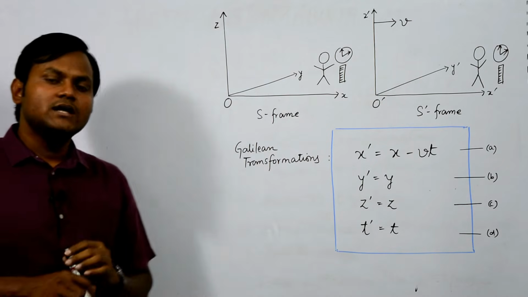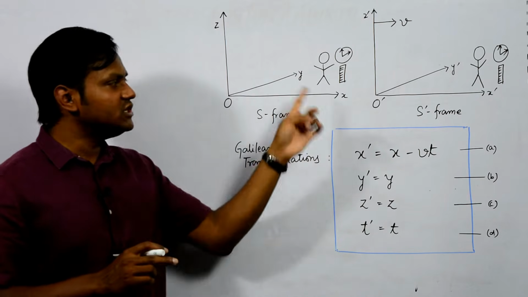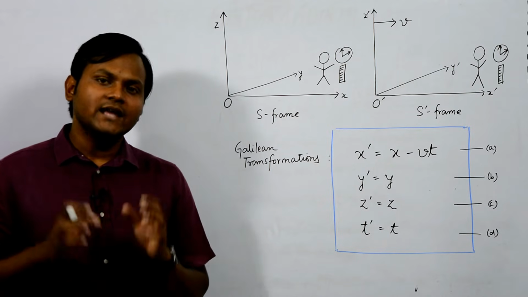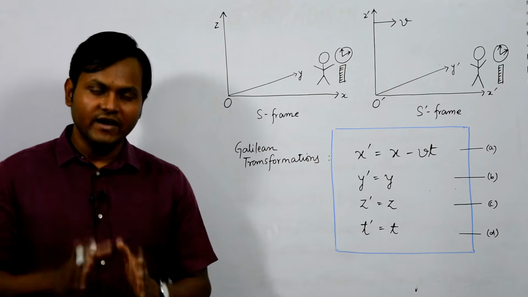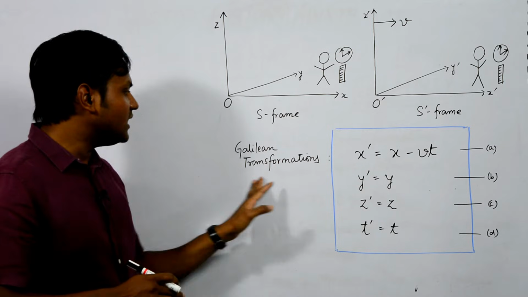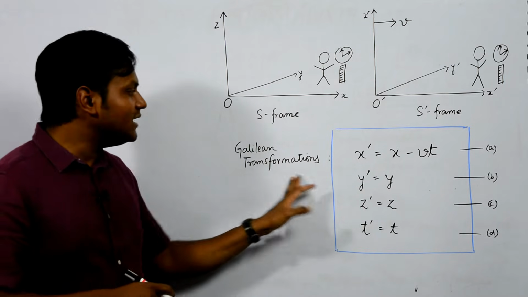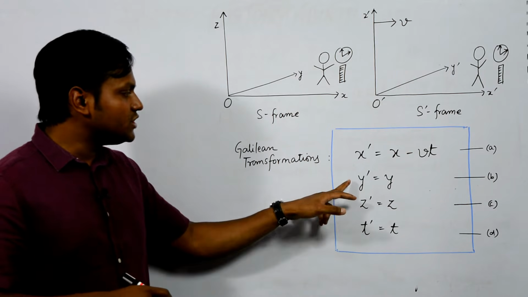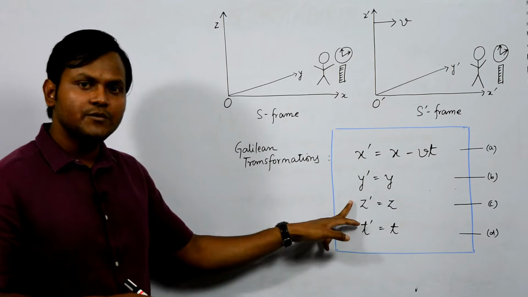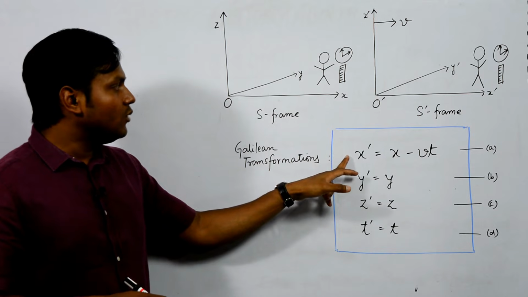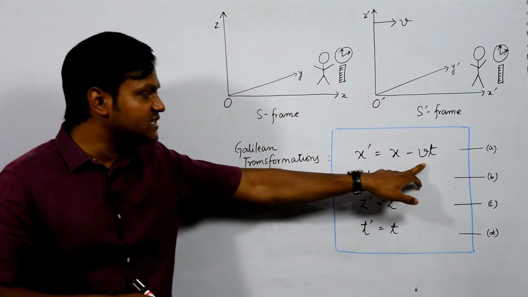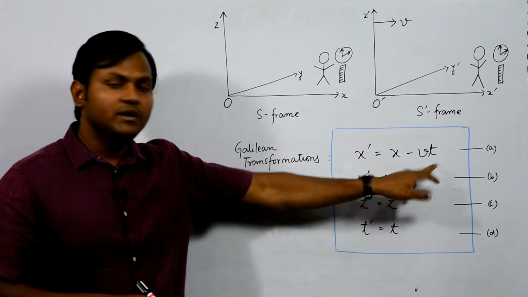Now, if I have two observers, one in each frame of reference, and they have synchronized clocks and synchronized measuring rods, and they look at a particular physical event, then their measurements of that physical event will be related by what is known as the Galilean transformations. In the Galilean transformations, the position coordinates in a direction perpendicular to the direction of motion remain unchanged, and for the direction in which the motion of the frame is taking place, x dash will be equal to x minus vt, where v is the velocity and t is the time which has elapsed.